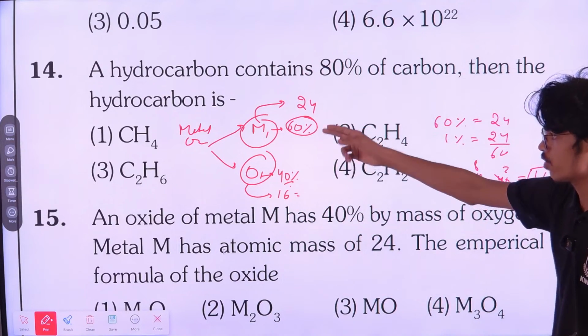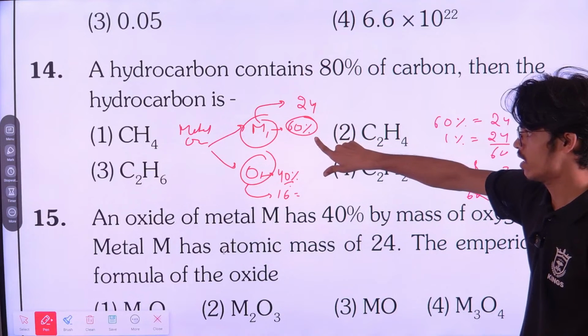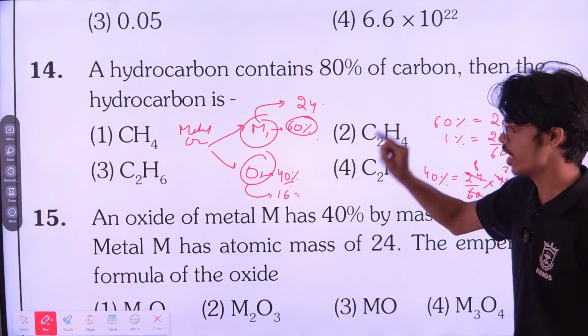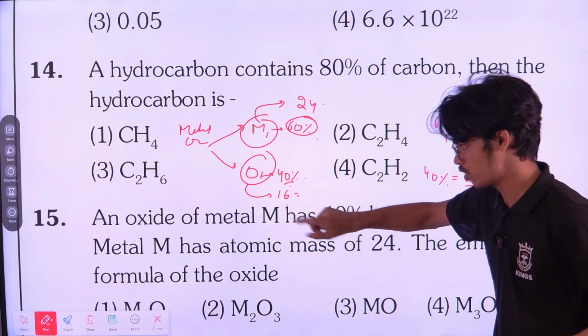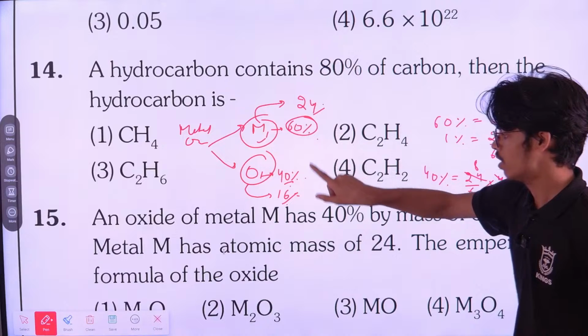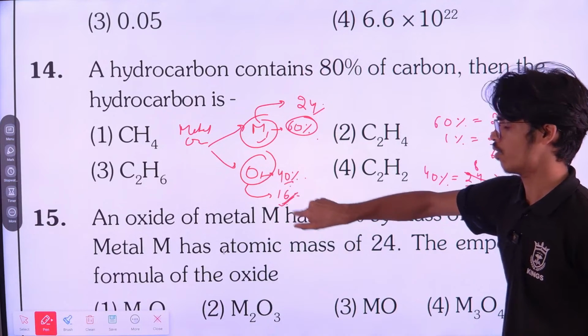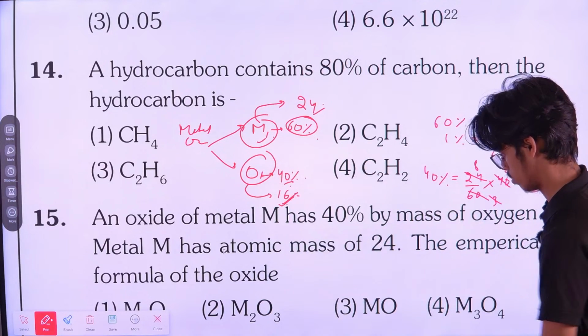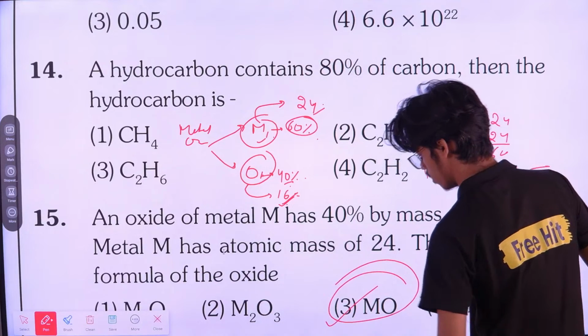We calculated the composition for 60%, 24 is the mass. Then according to it, for 40%, 16 should be the mass. And then according to this, if 24 is just one atom, then 16 means it is one atom. Okay, got it? So M and O, that's it. So option number 3 is the right option.